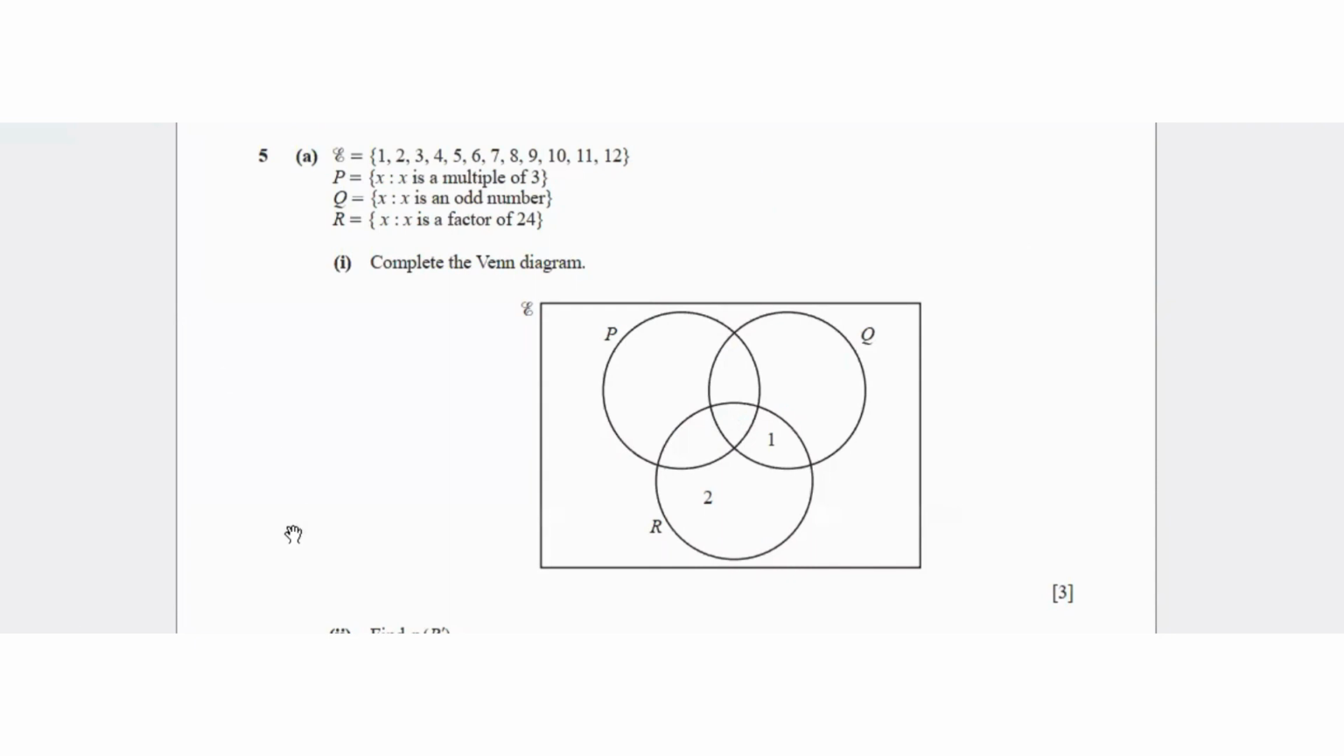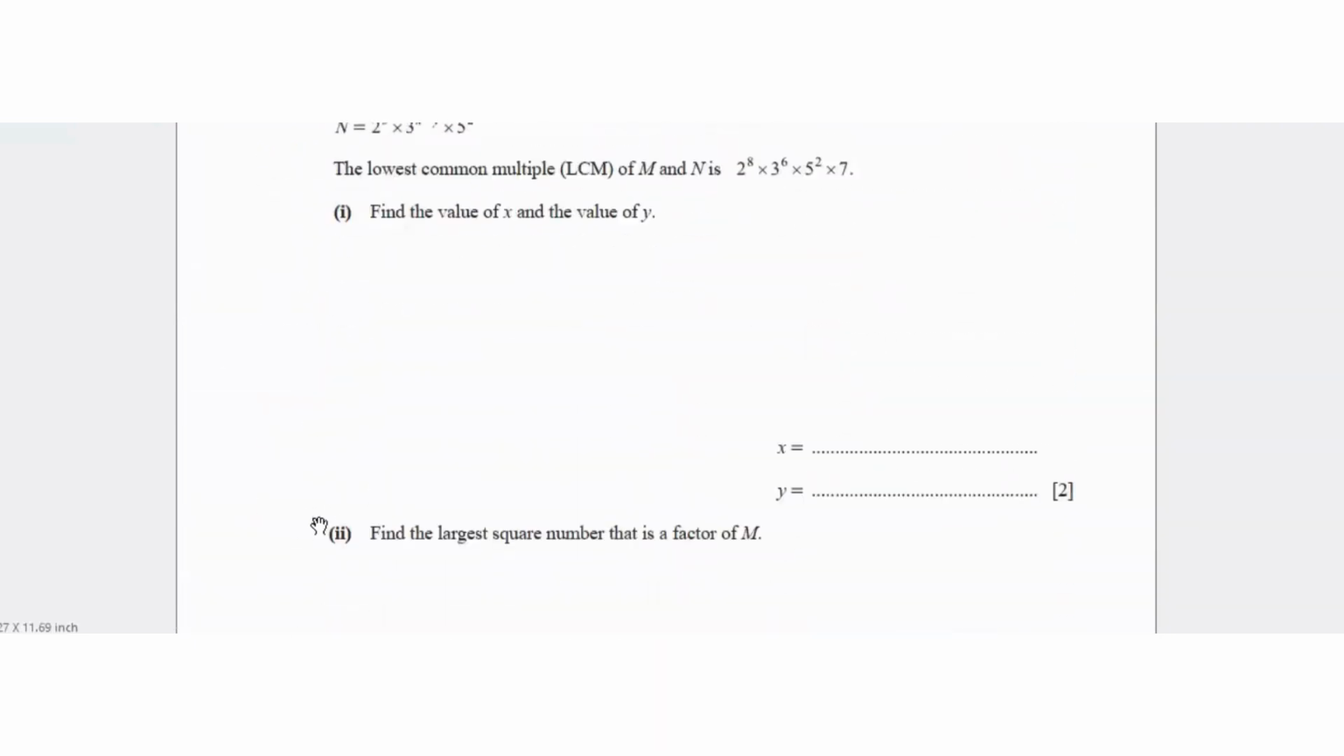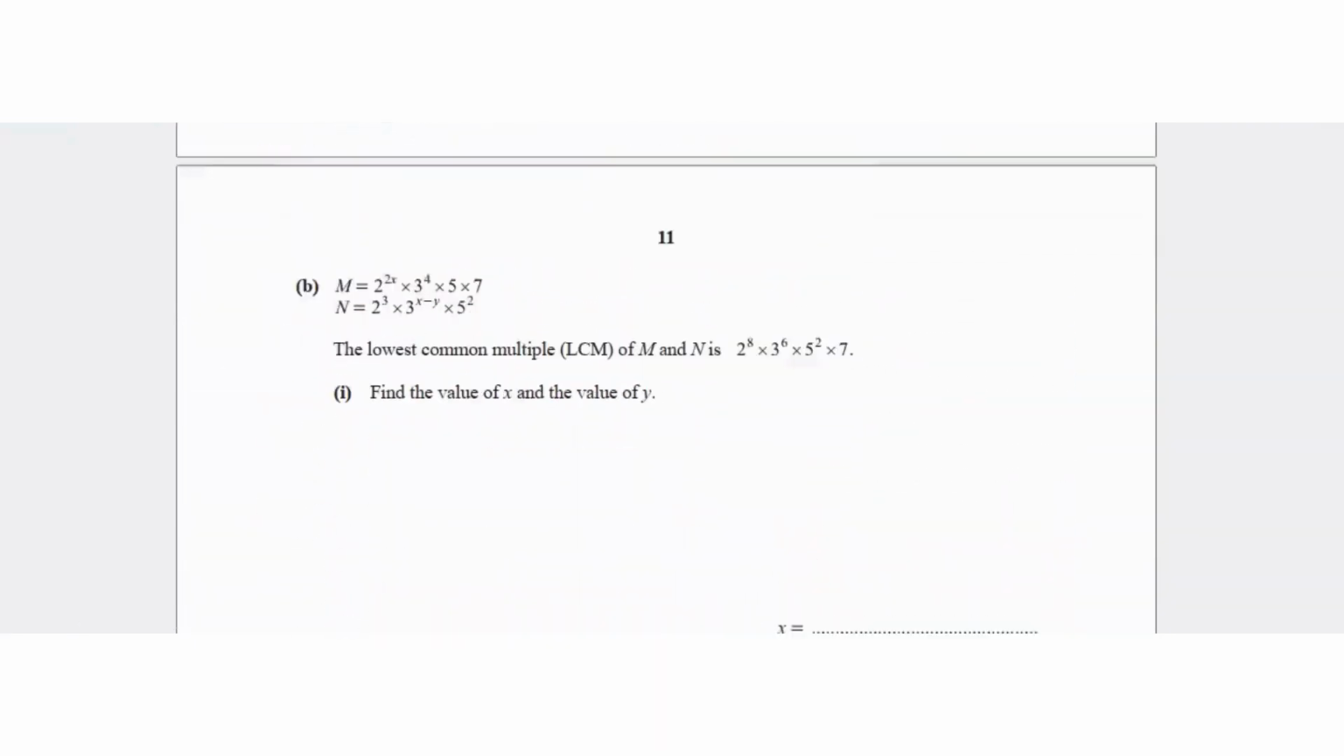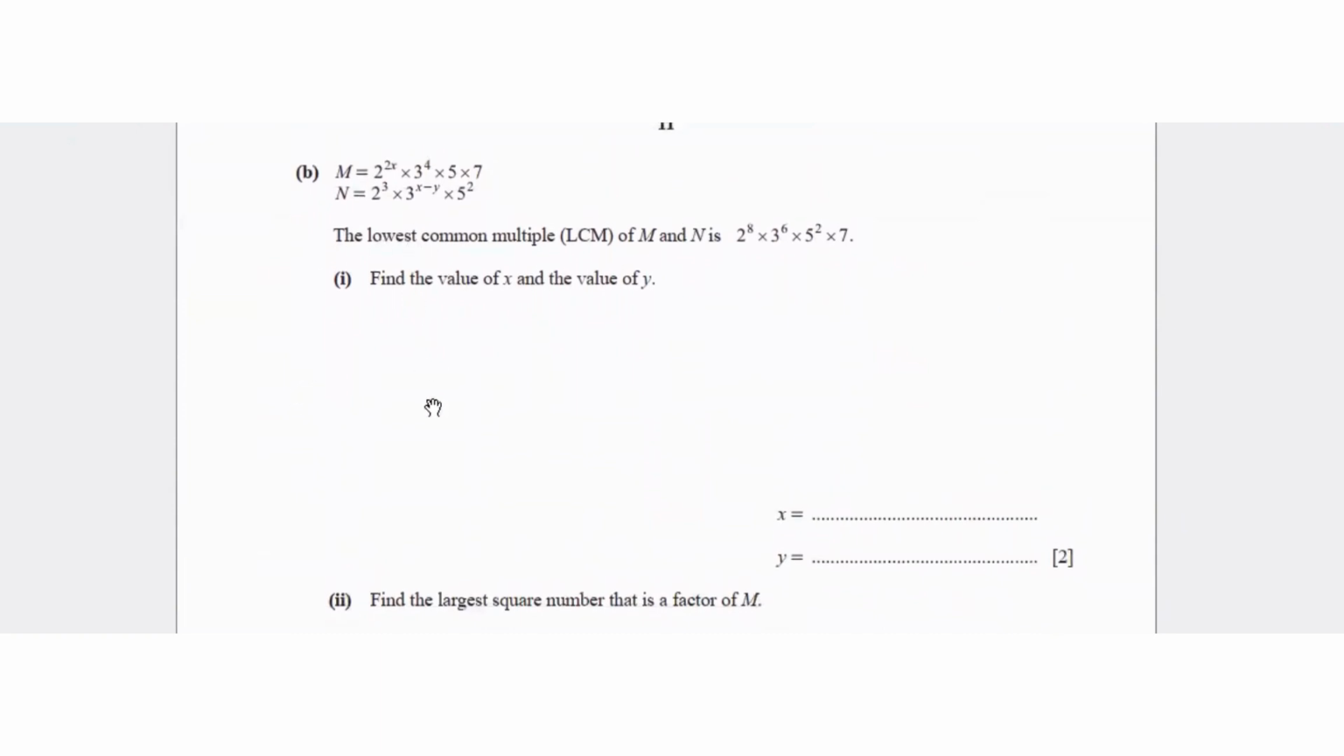Then in the next question, it says that m equals 2 times 2 to the power of x times 3 to the power 4 times 5 times 7, and n equals 2 cubed times 3 to the power of x minus 5 times 5 squared. The lowest common multiple of m and n is 2 to the power of 8 times 3 to the power of 6 times 5 squared times 7. Find the value of x and the value of y.